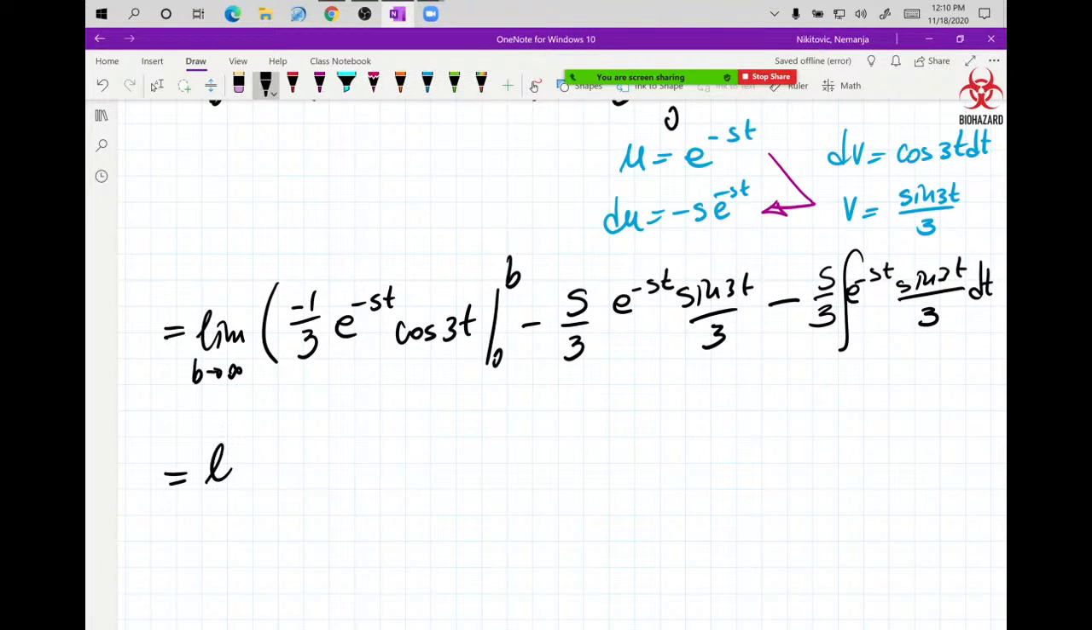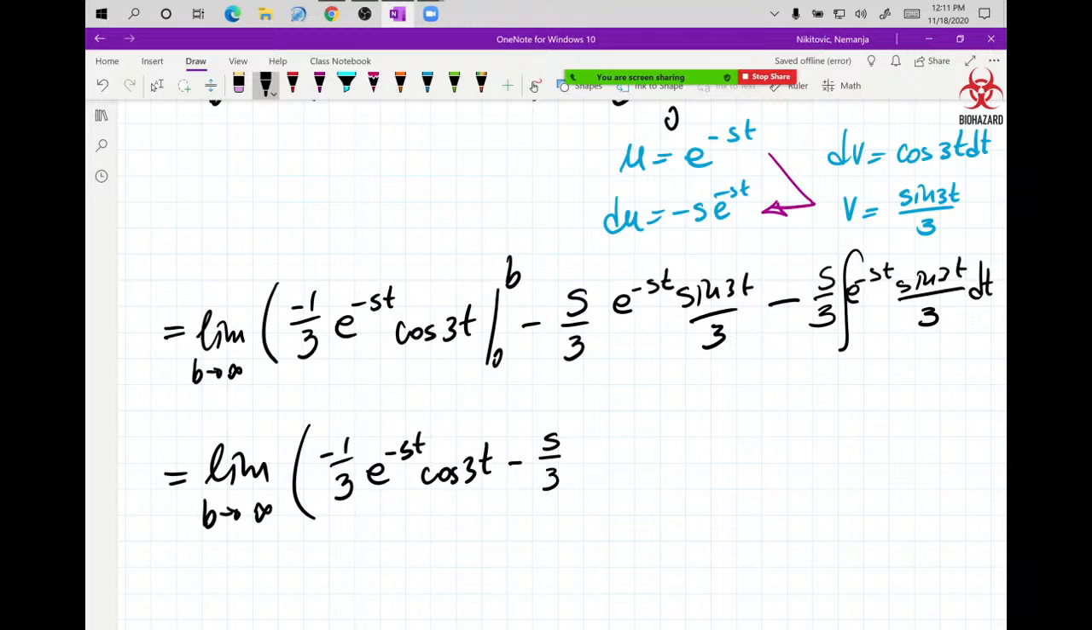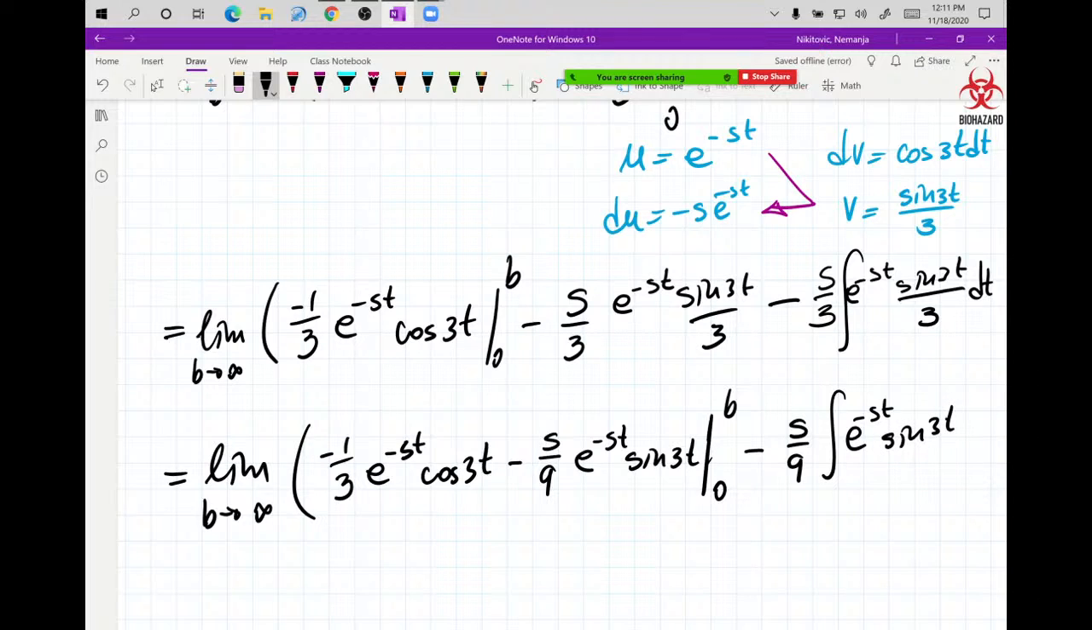Let's fix it just one more time so it looks nice and clean. Negative 1/3 e to the negative st cosine 3t. Now minus s over 3, s over 9, e to the negative st sine 3t, 0 to b, minus s over 9 integral e to the negative st sine 3t dt.